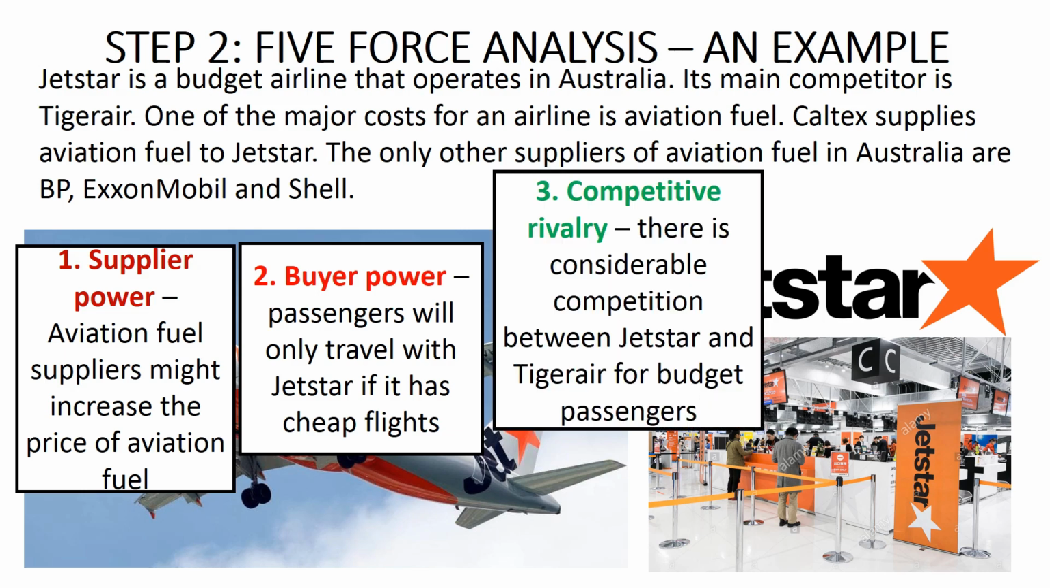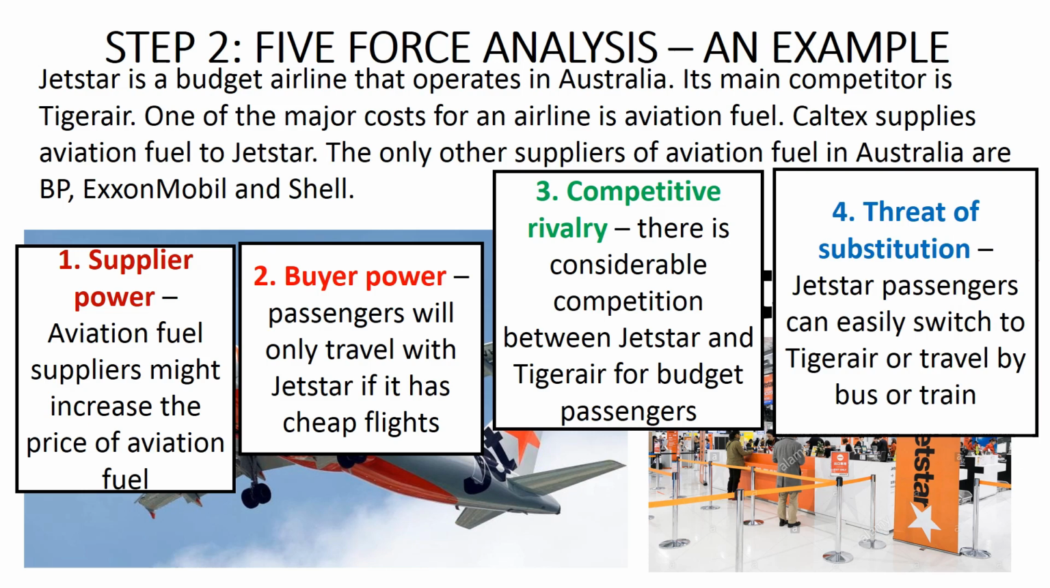Again, this is an example where there is very high buyer power, with the result that Jetstar has very low competitive power. The third force is competitive rivalry. As I've explained, there's considerable competition between Jetstar and Tiger Air for budget passengers. Budget passengers are very price conscious, they're not very loyal to any particular airline, they are just after the cheapest ticket. And therefore there's a lot of competition between Jetstar and Tiger Air to offer the cheapest flights. This is a case where competitive rivalry is high, even though there are only 2 airlines operating in the industry, and correspondingly Jetstar's competitive power is very low.